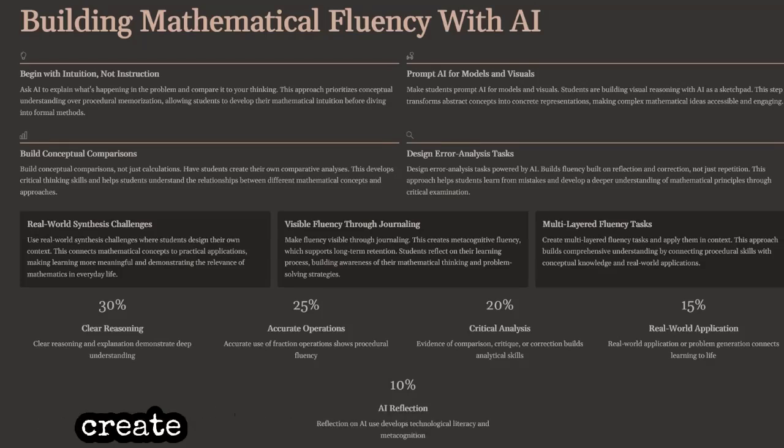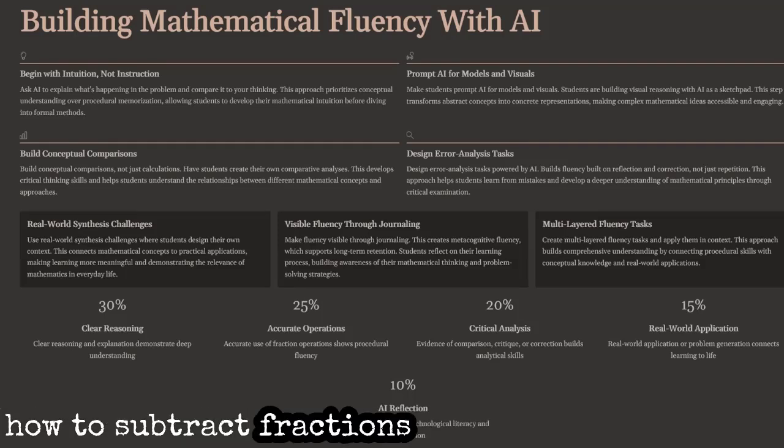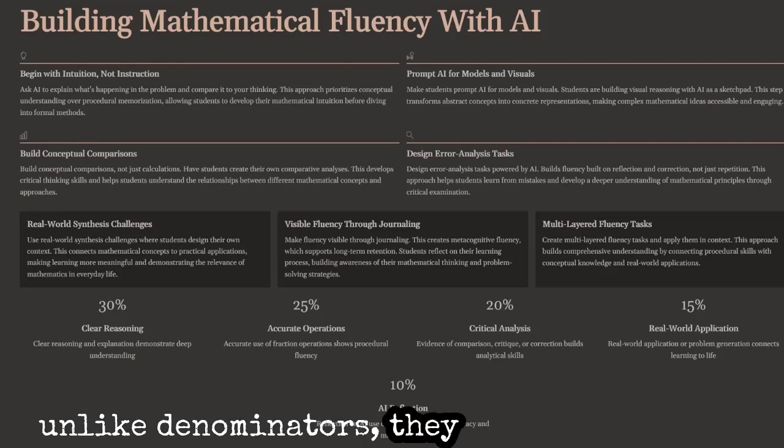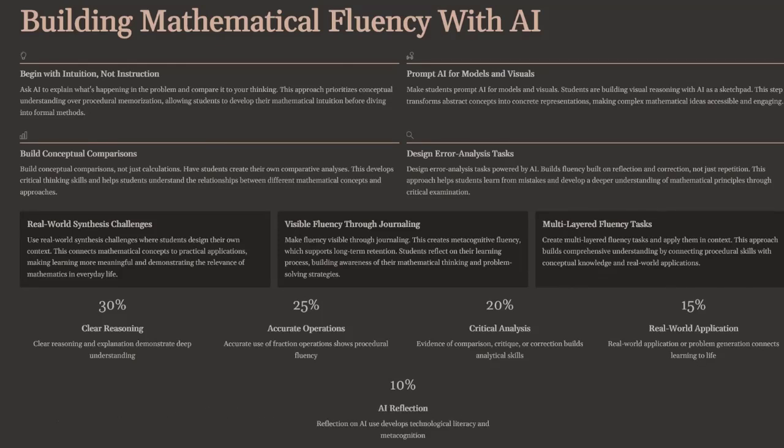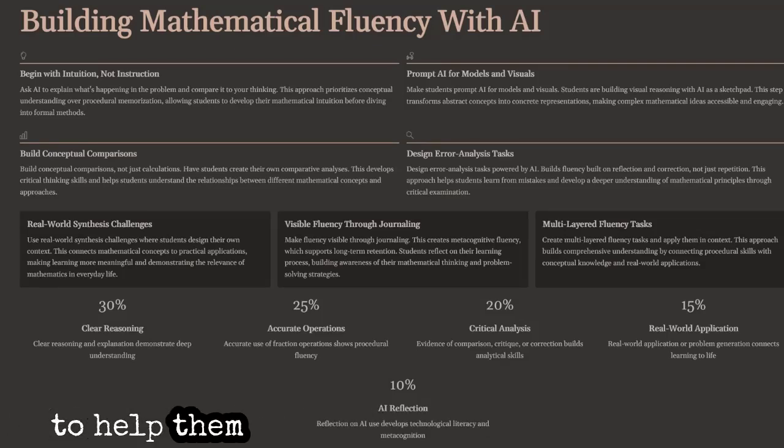You can then have students create multi-layered fluency tasks. You can structure it like this. Explore the concept, where you're asking AI to explain how to subtract fractions with unlike denominators. They can write down 2 things they didn't know before. They can practice strategically, where they have to solve 3 problems, and they can ask the AI to help them with this by showing how to perform each step and describe the reasoning, not just the answer.